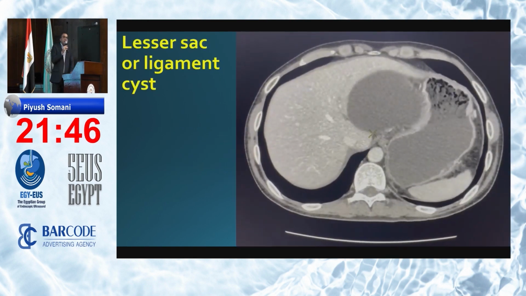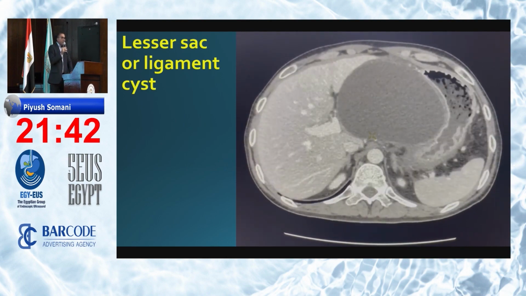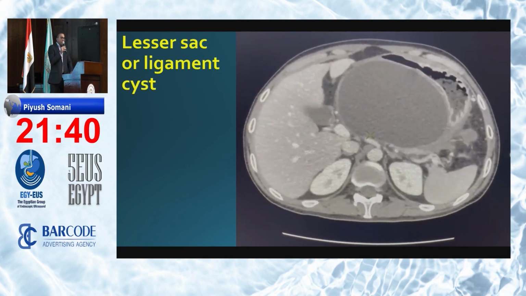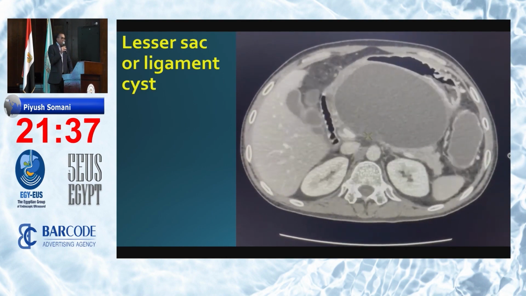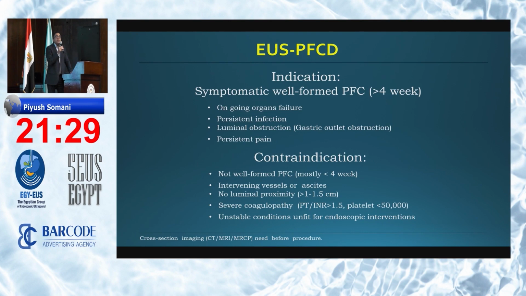Now, this is a classical case which is amenable for EUS guided drainage, a lesser sac collection or a pseudocyst, what we call it, with a well-defined wall. Now, coming to the indications, when should we do a drainage of a pseudocyst? We all are aware that if it is symptomatic, increasing in size, creating some problems, these are the indications for pseudocyst drainage. We know the contraindications: less than 4 weeks, wall is not formed, obviously if there is a coagulopathy or the patient is a high-risk patient.